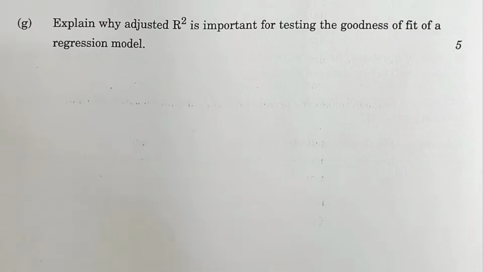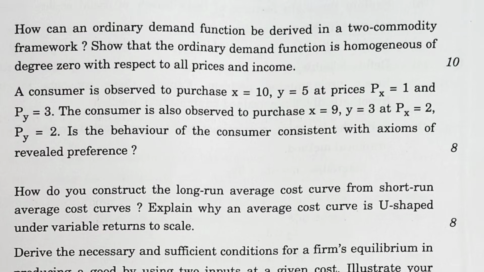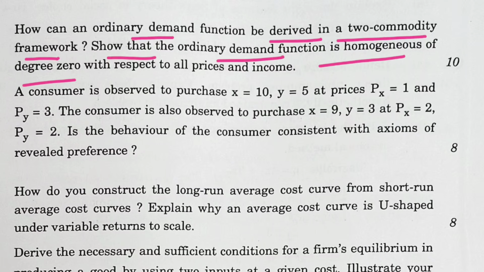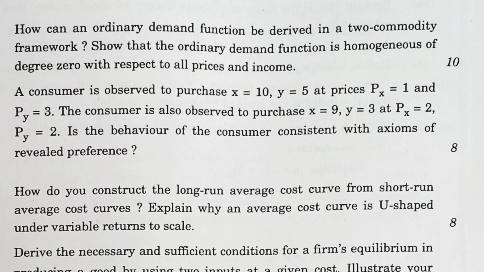The next question that was asked is: how can an ordinary demand function be derived in a two commodity framework? Show that the ordinary demand function is homogeneous of degree 0 with respect to all prices and income. I will be explaining this video in detail.